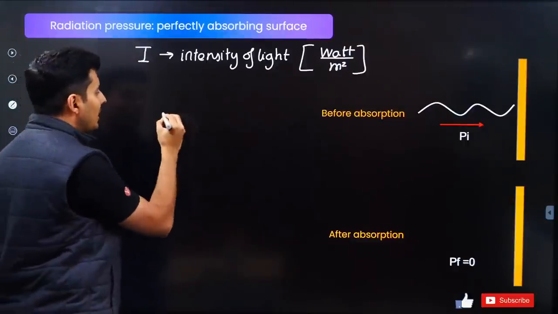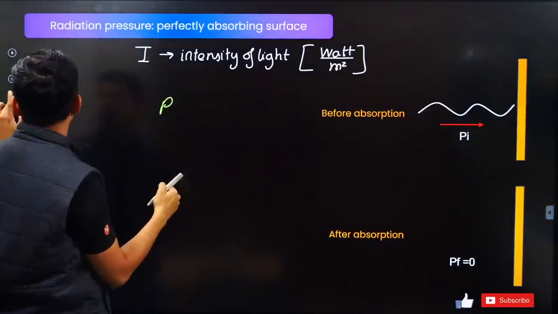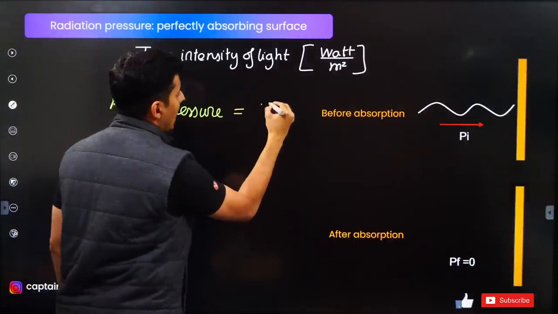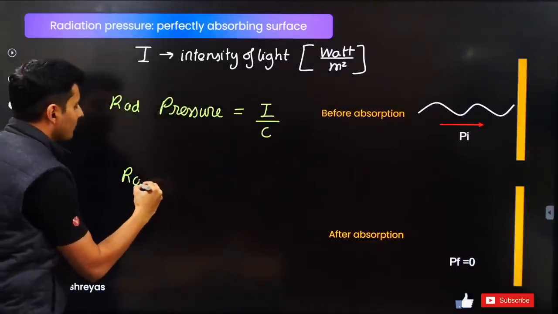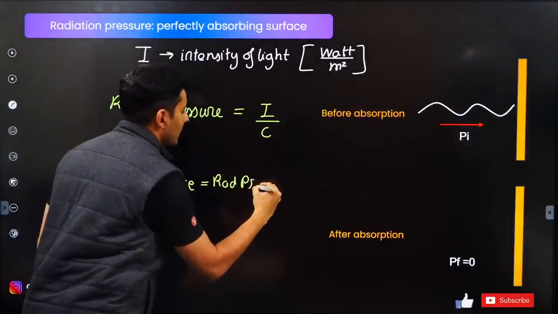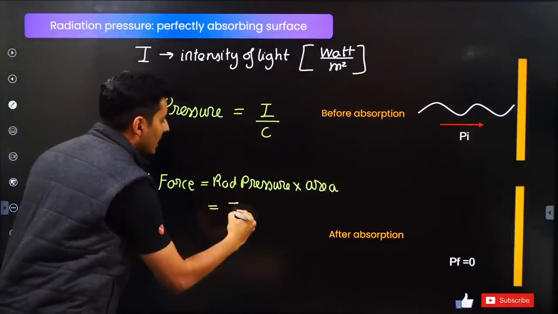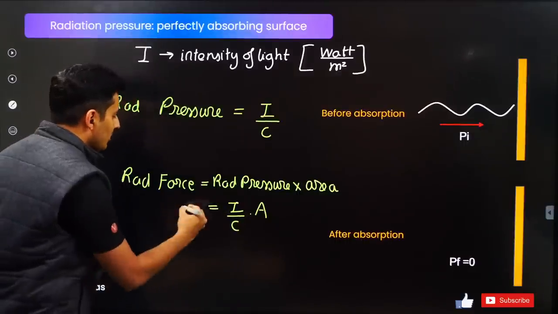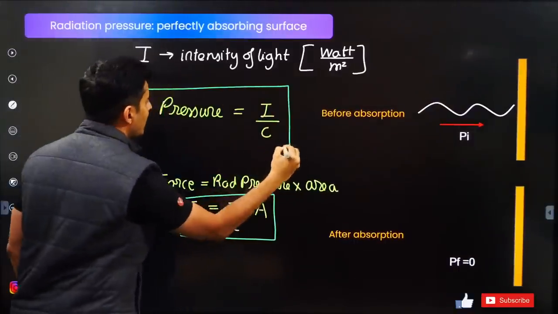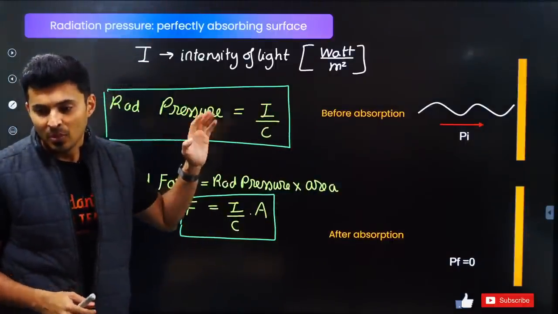So guys, the formula for the radiation pressure is just I by C, and the radiation force will be nothing but the radiation pressure multiplied by the area. So that comes out to be I by C into A. That's your radiation force. So these are again very important formulas. Radiation pressure is I by C and force is I A by C for absorbing.